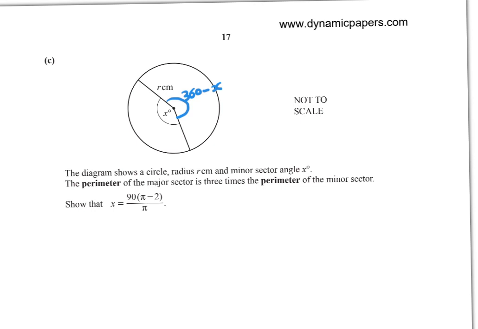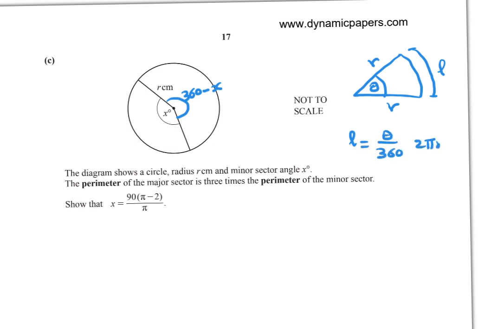Before we solve this question, you need to remember that if we have a sector with angle theta and radius r, the length of the arc equals theta over 360 times 2 pi r, and the perimeter of the sector is 2r plus l.